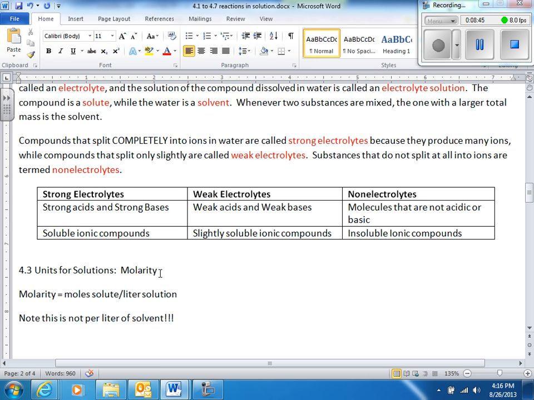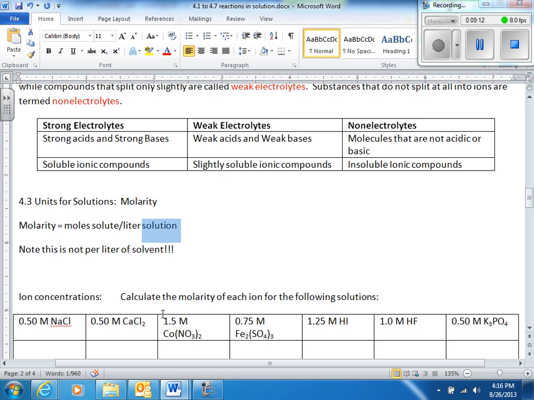On to section 4.3, units for solutions. We use molarity. You should remember molarity from the past. It's a very simple equation. Molarity, which we denote as capital M, is moles per liter, moles solute per liter solution. Note, very important, it's not per liter of solvent, it's per liter of solution. And the solution is the mixture of the solute and the solvent together.